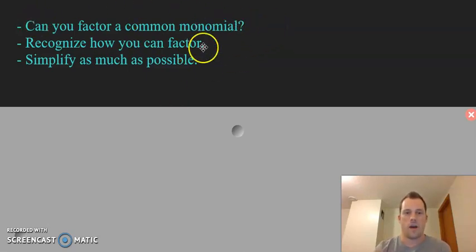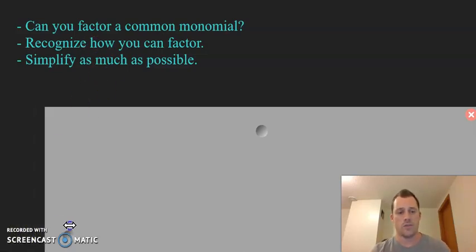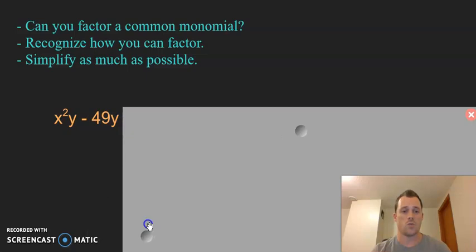So, this first example, as always, like we've been saying in all these videos, how do we simplify it at first? Can we factor a common monomial first and get to an easier method of factoring? And then whether we can or not, we always want to try to recognize what types of factoring we're dealing with and go from there. We want to simplify as much as possible to figure out how many different factors we need. So this first example, we've got x squared y minus 49y.